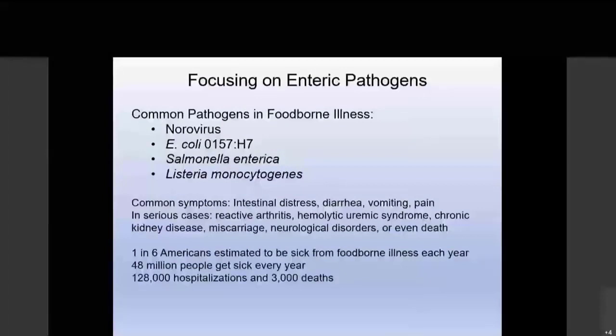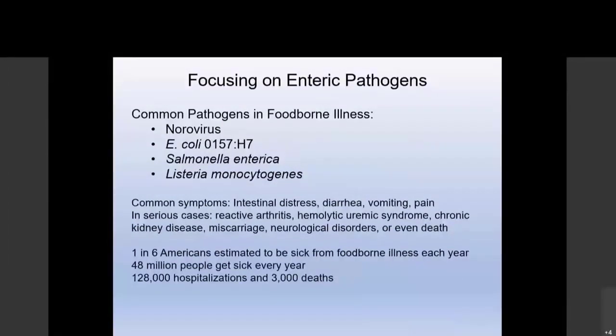So what we're doing is focusing on enteric pathogens. The common pathogens that you find as the causal agents in foodborne illnesses are noroviruses, E. coli O157:H7, Salmonella, and Listeria. One of these pathogens is probably the one that gave you that tummy upset after you went to the family picnic and someone didn't keep the potato salad cold. So you might have a little bit of intestinal distress, vomiting, maybe diarrhea, belly pain for sure.